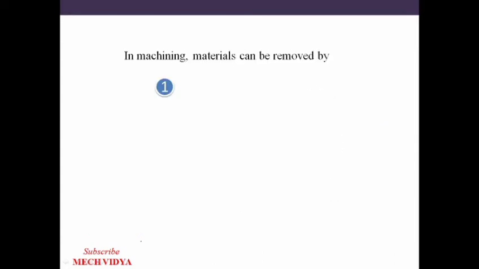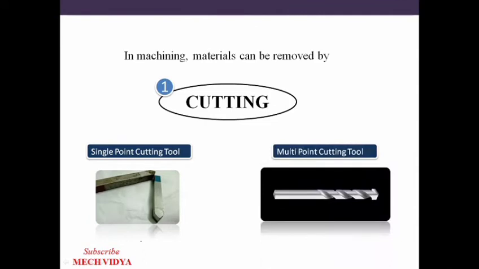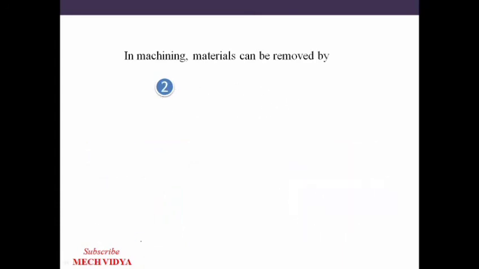Now let us try to understand in how many different ways we can remove material from a workpiece. The first one is the cutting using single point cutting tool and the multi-point cutting tools. Single point cutting tools have single cutting edges, and these are seen in lathe machines while doing the turning operations. Whereas the multi-point cutting tools, as the name implies, they have multiple cutting edges, and these kind of tools are generally used for drilling or milling operations.